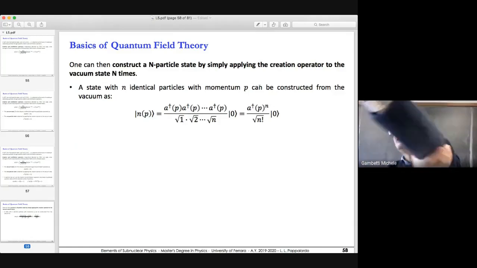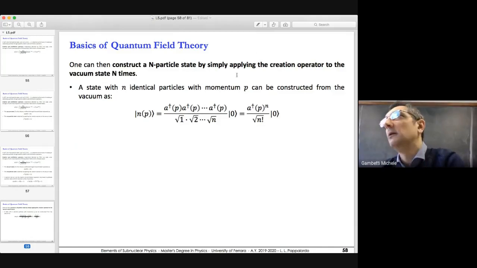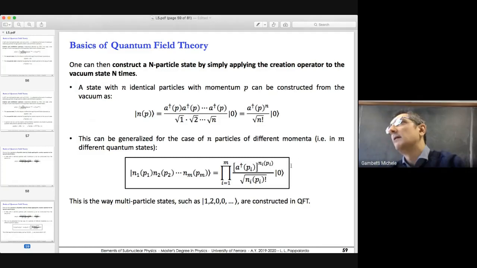Now, this is, of course, a very trivial case where all particles have the same momentum, so they all come in the same quantum state. Then one can generalize this to the case of n particles in, let's say, m different quantum states, or with m different momenta, for instance. So this is the notation, n1, p1, n2, p2, and so on. So this is the number of particles with momentum p1, the number of particles with momentum p2, and the number of particles with momentum pm. And then you generalize your notation here.